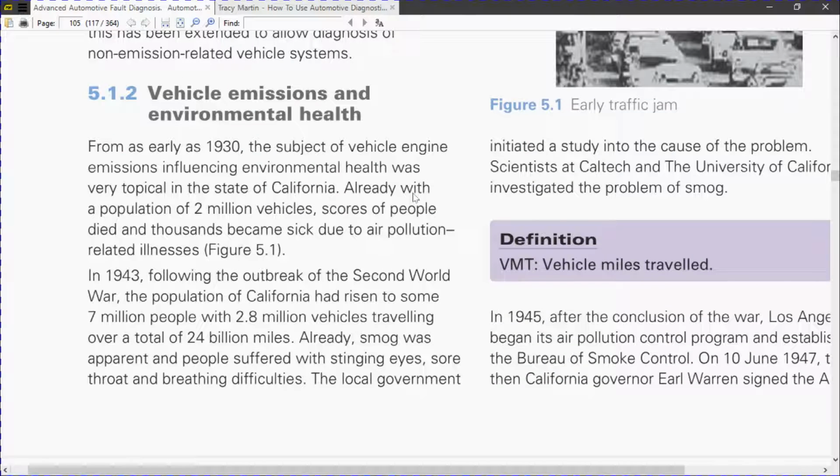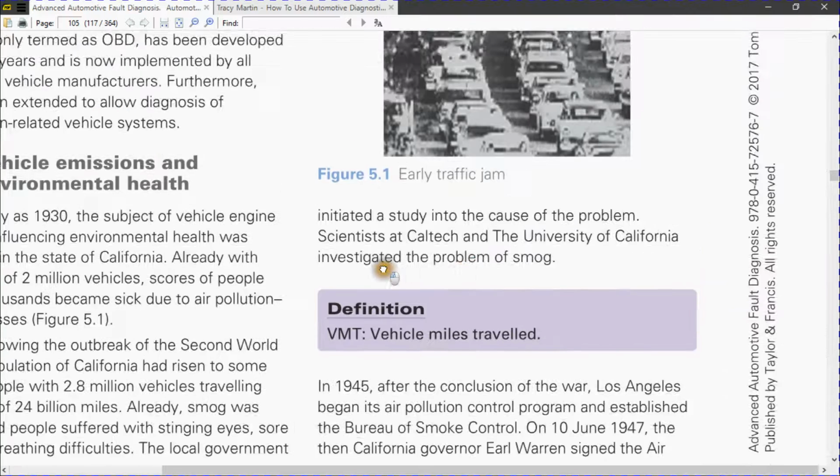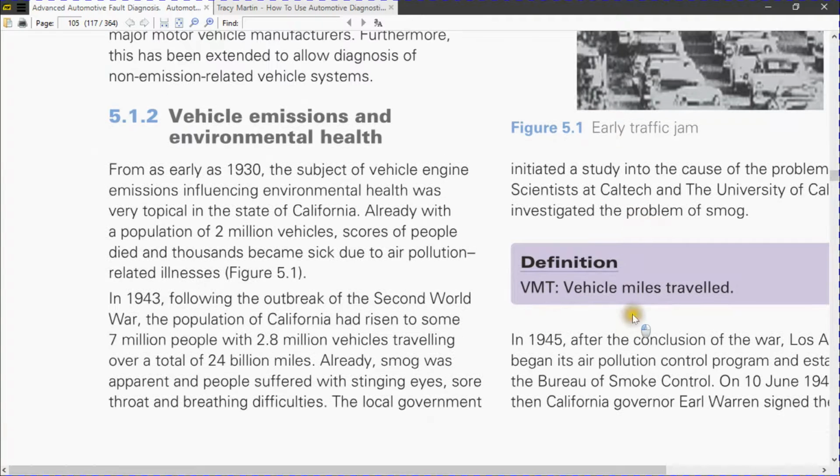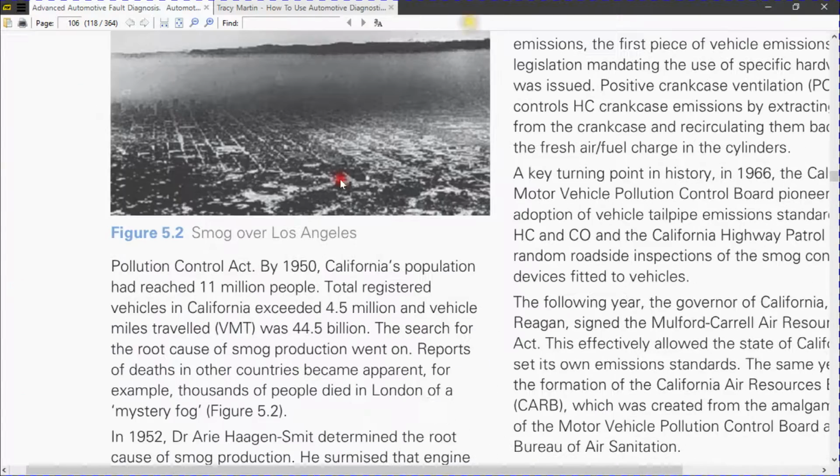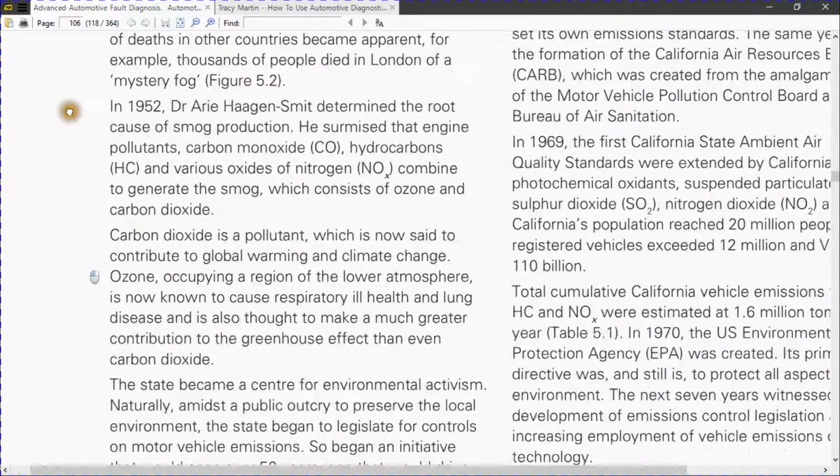Vehicle emissions and environmental health from the early 90s. We don't need to know about this. Vehicle miles traveled, VMT. Yes, onboard diagnostic systems.